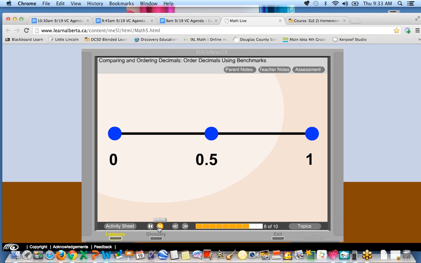Now that we have established our benchmark numbers, we can look at other numbers to see how they compare to the benchmarks. Let's try placing a few numbers on the number line. We know that 0.43 is slightly less than 0.5, so we can place it on the number line next to the 0.5. Remember, you can add a 0 as a placeholder if it helps you to compare the numbers. Now we can place the next number. 0.99 is very close to 1, so it can go right next to the 1 on the number line.